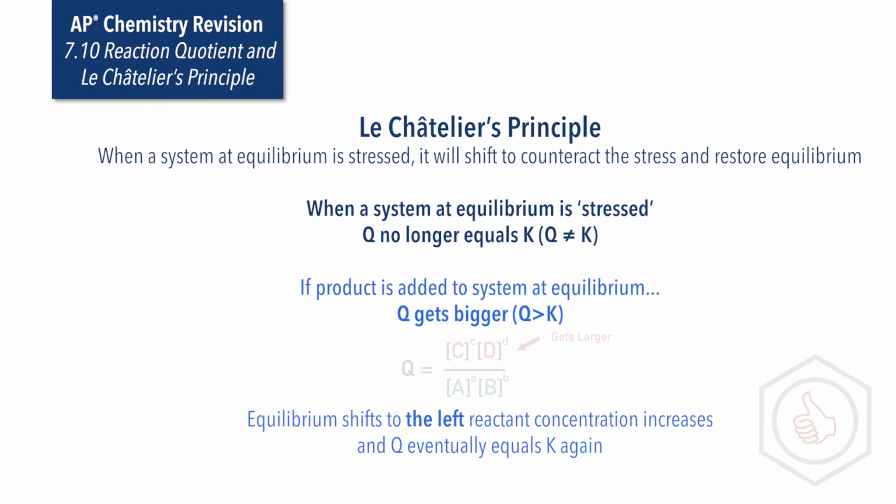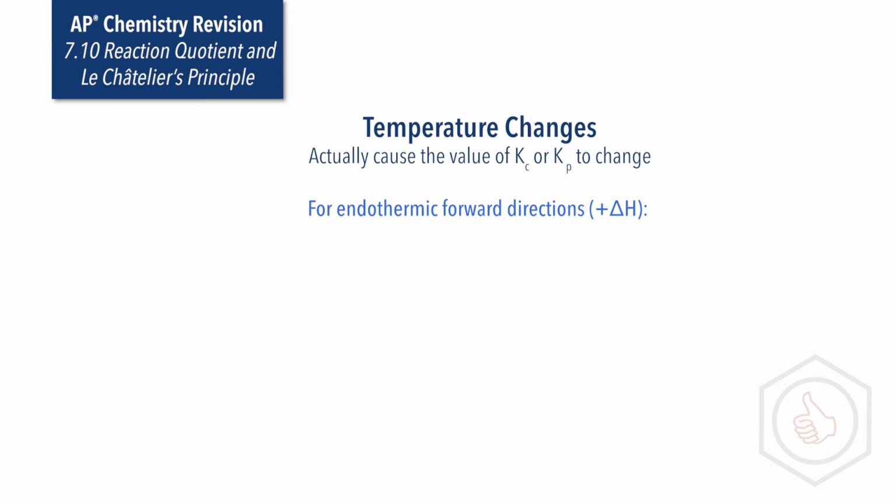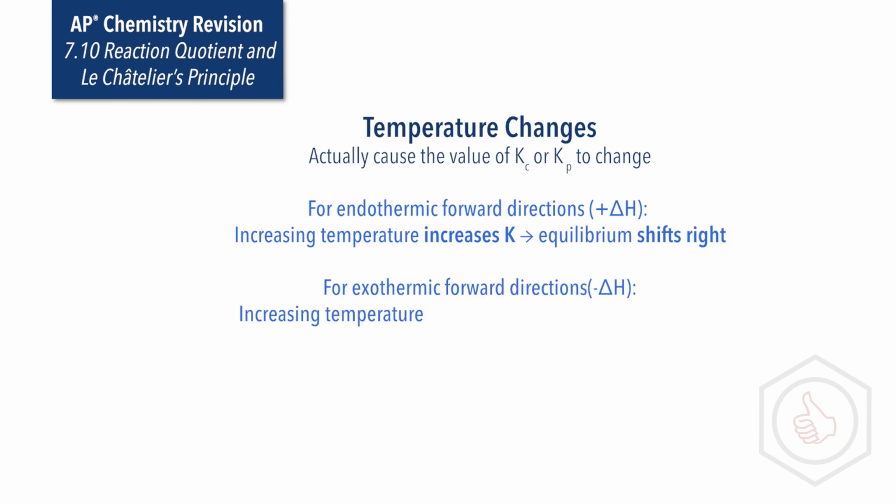Changes in pressure and volume for gas-based systems affect Qp in the same way as Qc. Temperature changes are slightly different because they actually change the value of K rather than Q. For example, for an endothermic reaction in the forward direction, an increase in the temperature increases the value of K. The system shifts to the right. For exothermic reactions, an increase in temperature decreases K and the system shifts to the left.